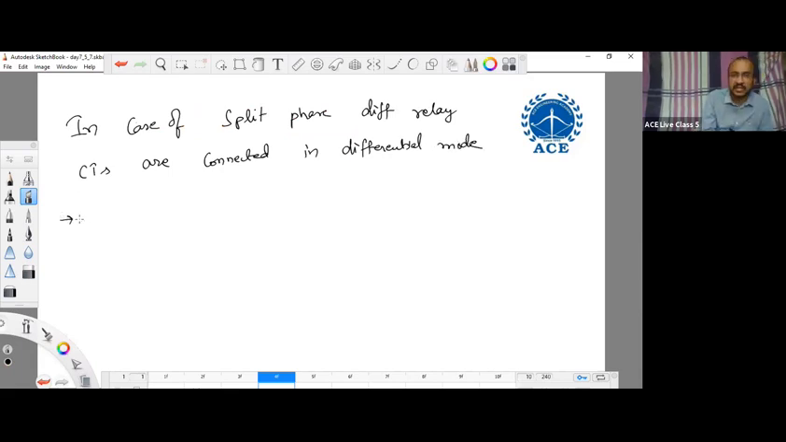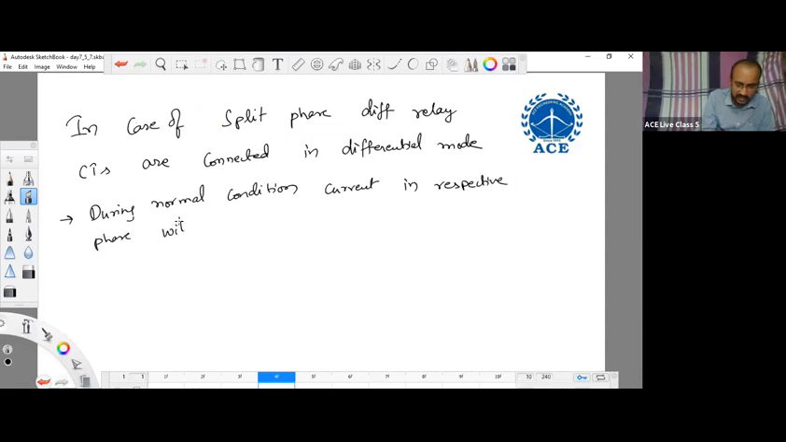During normal condition, the currents in the respective phase will be equal, and no current flows through the relay coil.